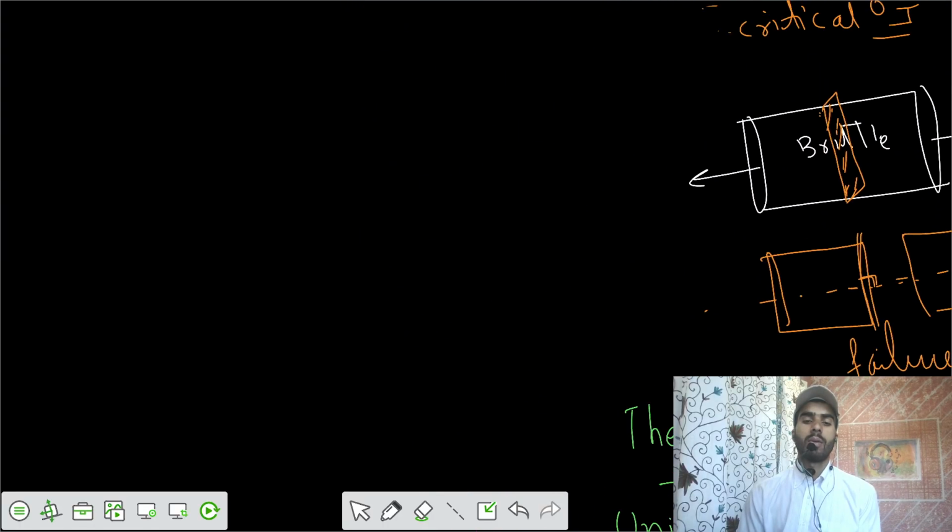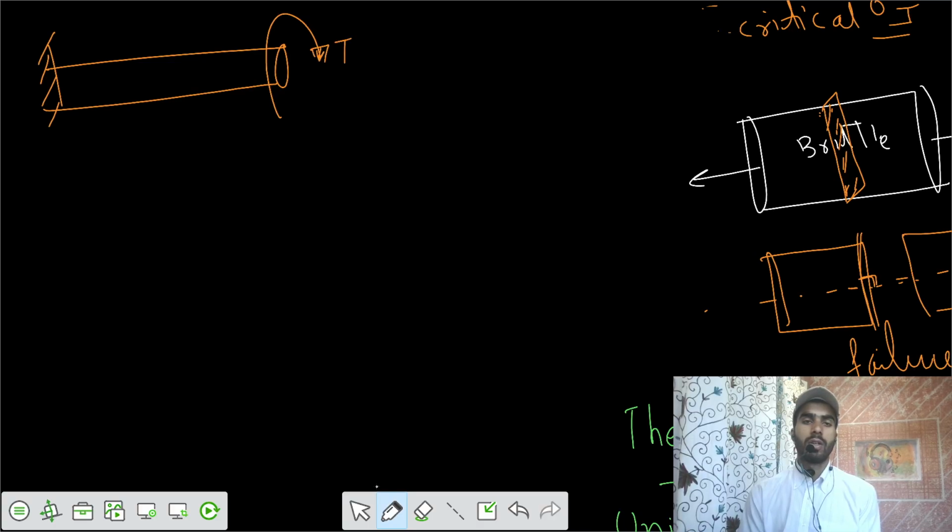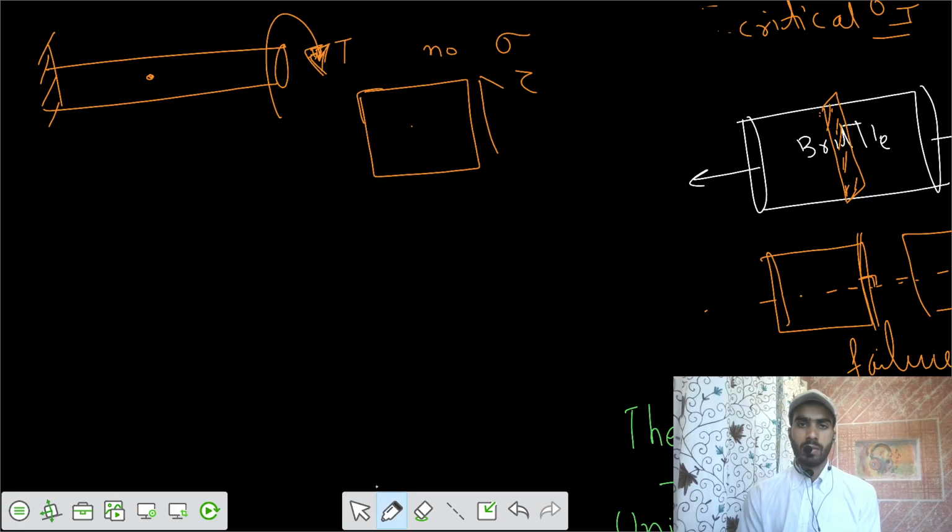Now let's talk about that shaft. You have some shaft and you are applying torsion or torque. This is your torsional moment. We know that torsion induces shear stresses. We have no normal stress here, so only shear stress is on this plane. If you take any point and show the stresses, we can say this is some shear stress. There is only shear stress on this plane.